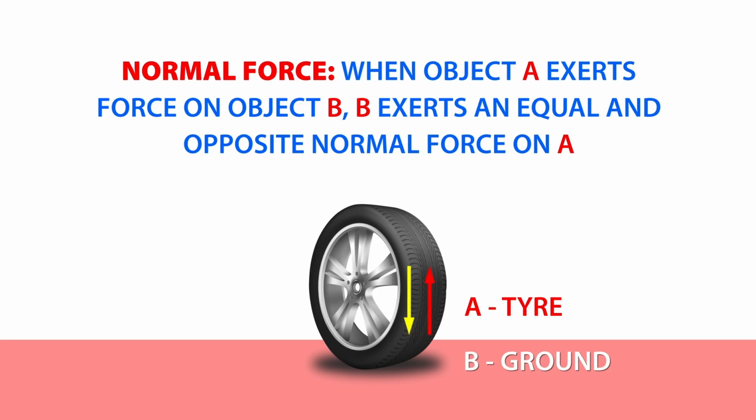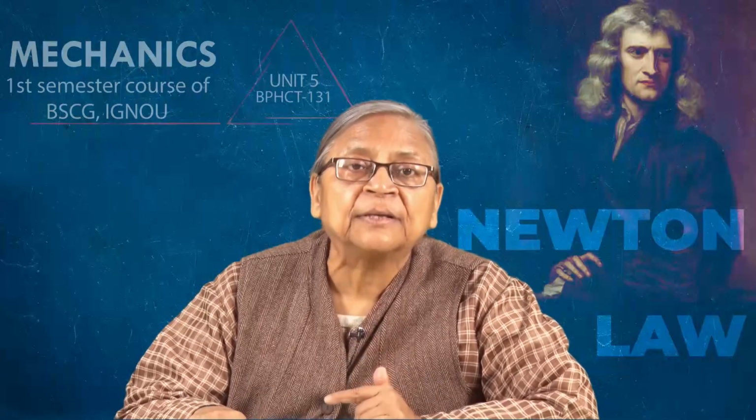Here is the ground, and we have kept a tire on the ground, and the tire is exerting the force on the ground, which is the force of gravity, and the ground is exerting an equal and opposite normal force on the tire. It is the red arrow, and we denote it by Fn, a subscript n to F. Now notice this important thing.